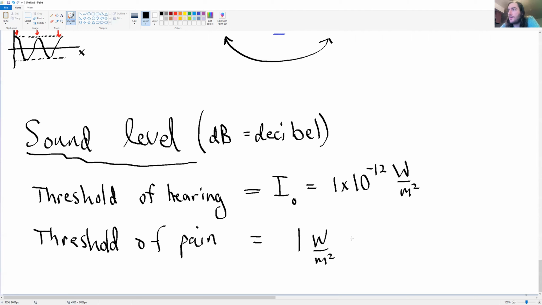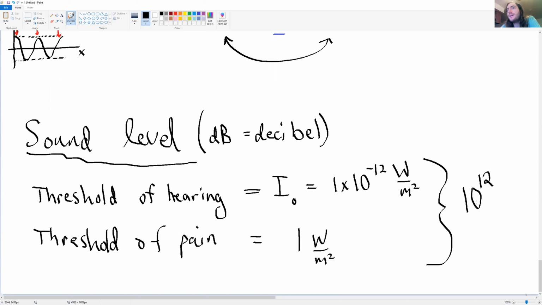And so here we have a range of values that is just so astronomically large, right? 12 orders of magnitude. A power of 10 is an order of magnitude. So we have 12 orders of magnitude. That's such a large range of intensities, right?